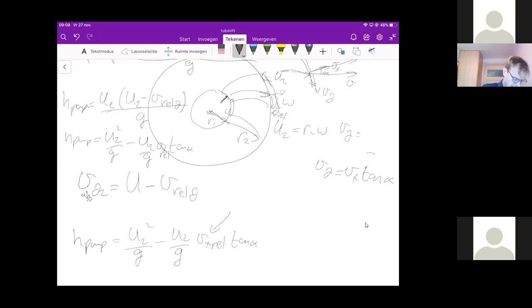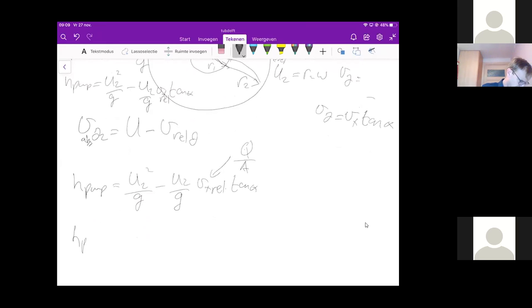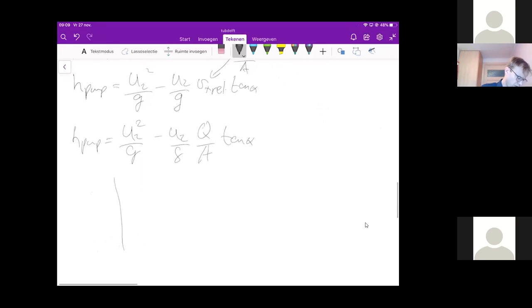And you see that phi x relative is Q divided by A. So that's your volume flow divided by A, because that's the velocity that's coming out of your system. So h pump, and that's really what I want to have, is u2 square divided by g minus u2 over g, Q divided by A, tangens alpha. And that's important. This is really what I want to enter, because this is an important graph we're going to use for the coming days.